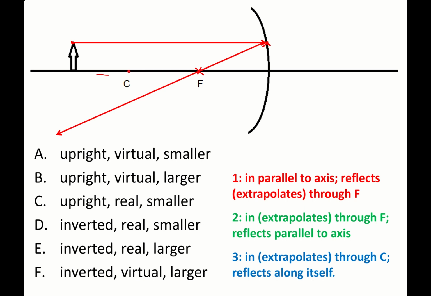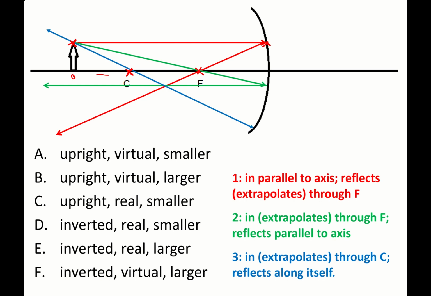Okay, ray 2 comes in through F and reflects parallel to the axis. So in through F means you put your straight edge on the tip of the arrowhead, you put it on F and you draw a line that goes in and hits the mirror. And now it bounces back from that point parallel to the axis. All right, ray 3 comes in through C, so that means your ruler goes on the center of curvature and it goes on the tip of the arrowhead. Draw the line like that.